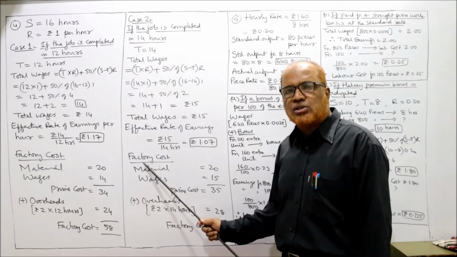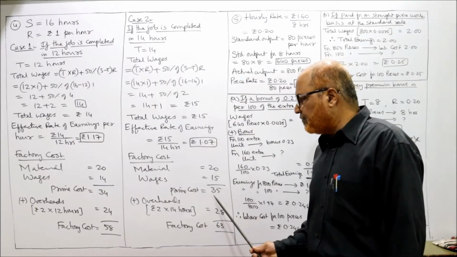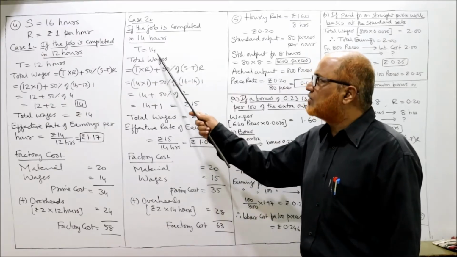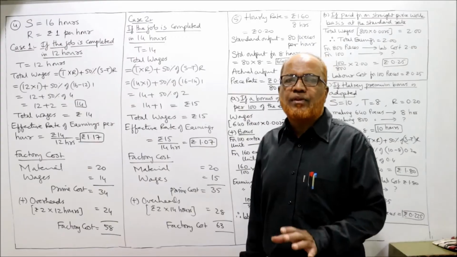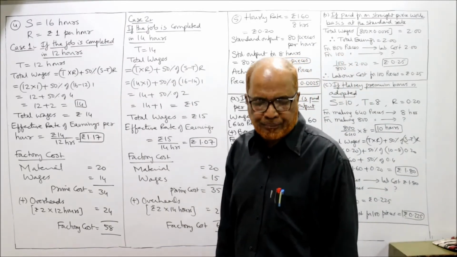Now we calculate factory cost. Material 20 rupees, wages we got 15, so 35 is the prime cost. Overheads are 2 rupees per hour worked. How many hours has he worked? 14. So 14 into 2 is 28. So total 63 rupees is the factory cost. That's all. This is the end of problem number 4.